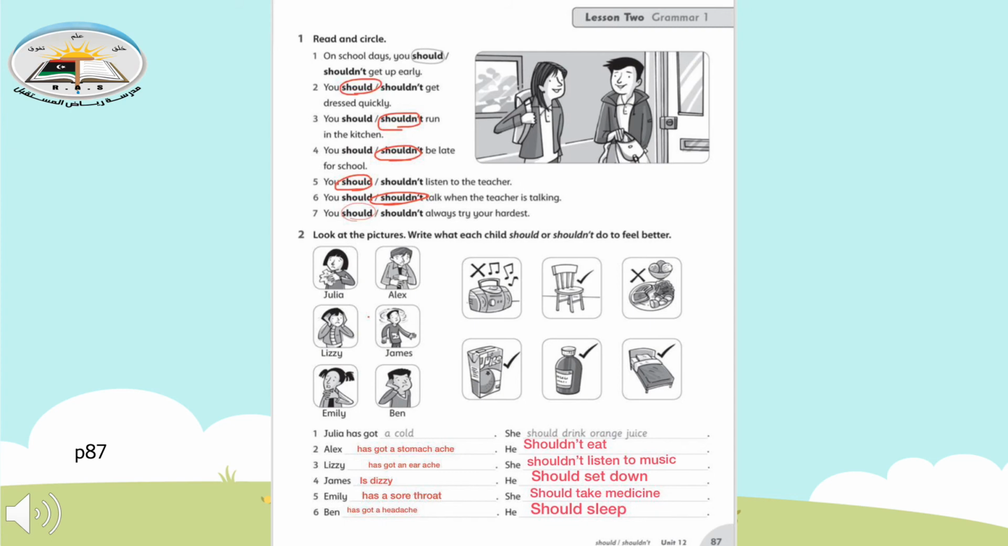Ben has a headache. The advice, he should sleep. Now that's it for page 87. Thank you for listening.